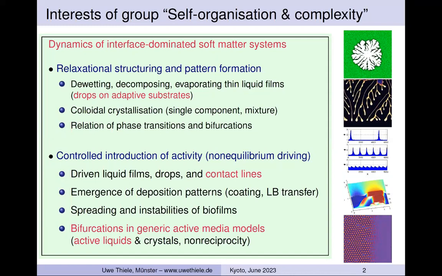And then our strategy is to take these relaxational models and introduce activity of different types, non-equilibrium elements, in a controlled manner. So examples would be driven liquid films or drops on an incline, so forced contact lines, and deposition patterns at receding contact lines, which would be a very interesting field, like coating technologies or Langmuir-Blodgett transfer. But we also looked into spreading and instabilities of biofilms. And what I will talk about today is droplets of active liquids on a substrate.